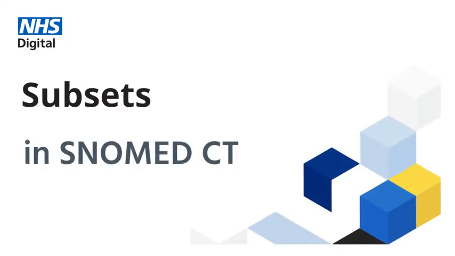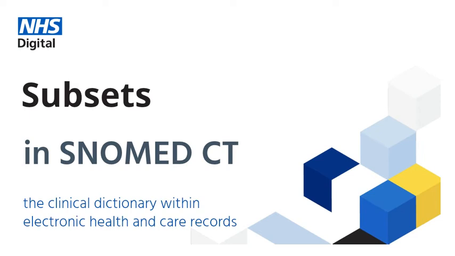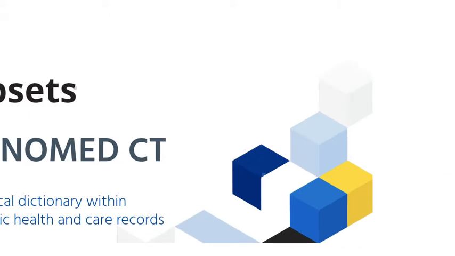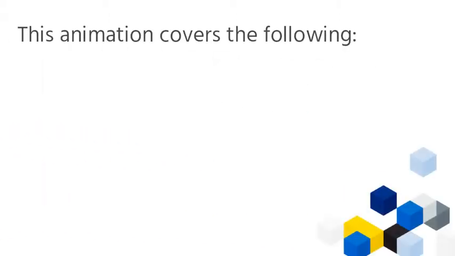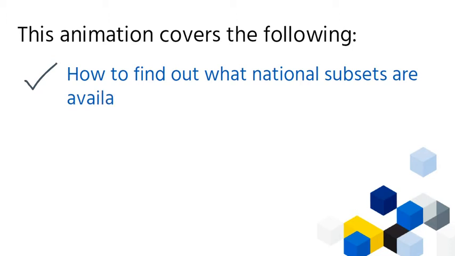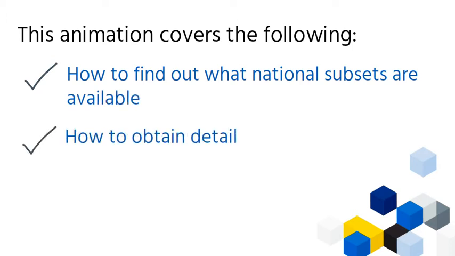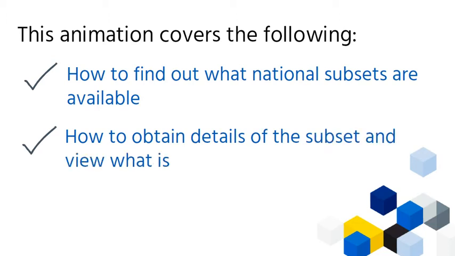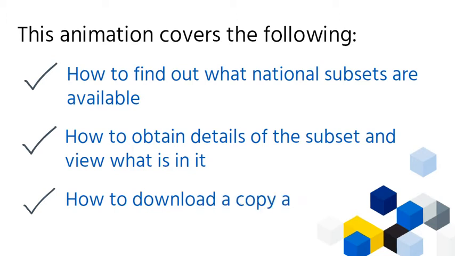Subsets in SNOMED CT, the clinical dictionary within electronic health and care records. This animation covers the following: how to find out what national subsets are available, how to obtain details of the subset and view what is in it, how to download a copy as an Excel spreadsheet.